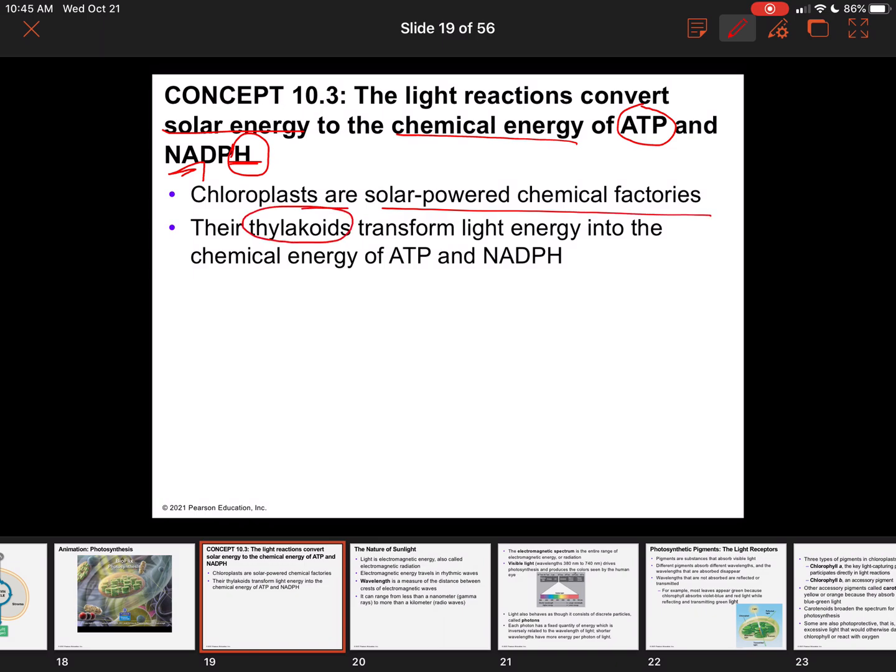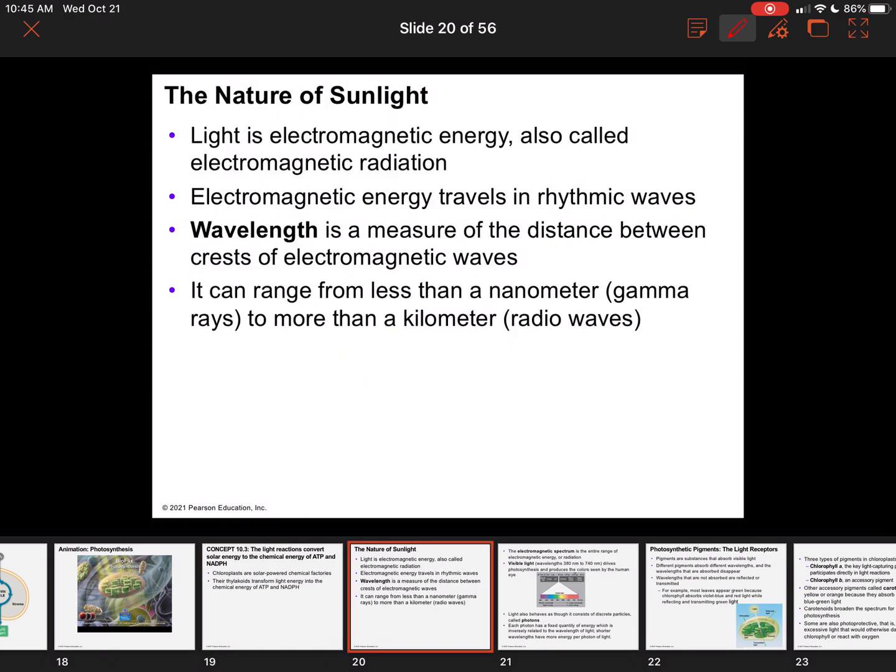Thylakoids is where that light reaction will take place and then turn that chemical energy from the sunlight into ATP and NADPH. And then eventually get passed along to build C6H12O6 in the second part of photosynthesis, which is the Calvin cycle. Okay? All right, so it says the nature of sunlight.